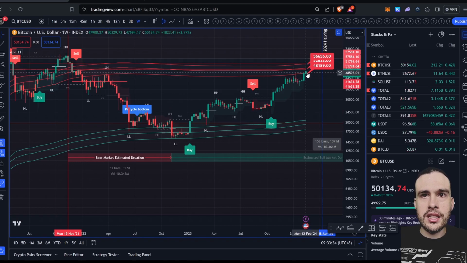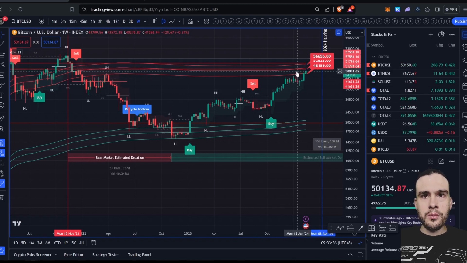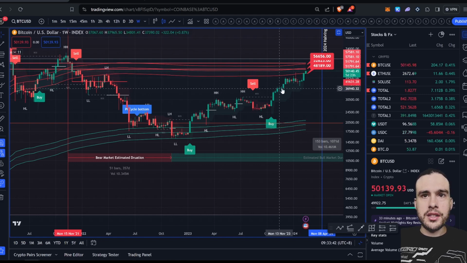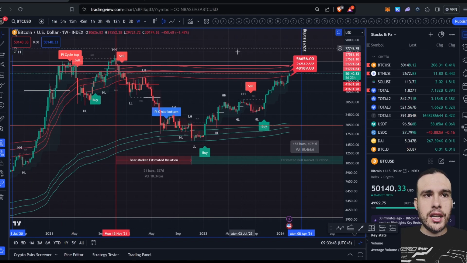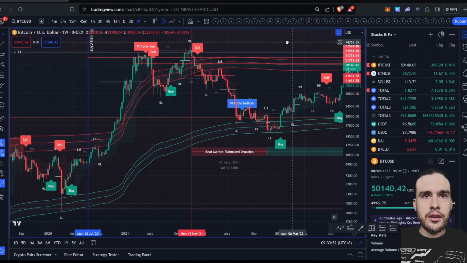So if that's anything to go by, then yes, I believe that we probably will look more like this for the rest of the cycle, where we get this range and then we get this big spike up and then we get a range and then we get a big spike up. So anyway, back on task. So what does that mean?